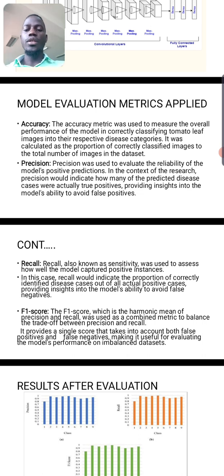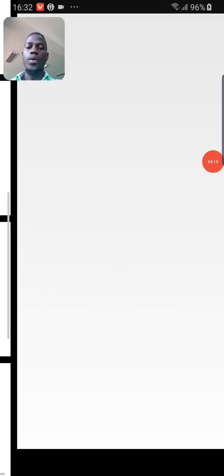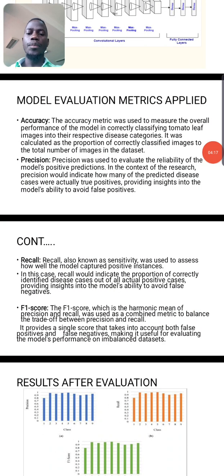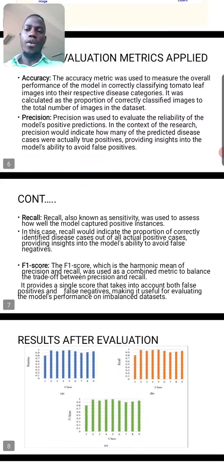And then precision. Precision was used to evaluate the reliability of the model's positive predictions. So in the context of this research, precision was to indicate how many of the predicted disease cases were actually true positives, providing insights into the model's ability to avoid false positives.